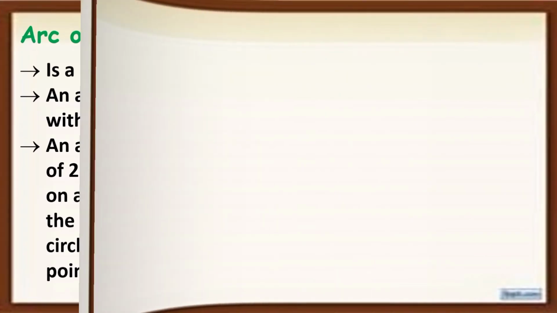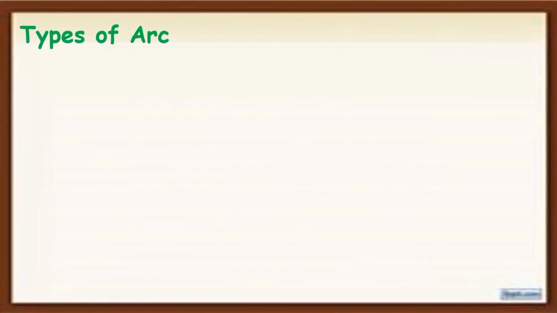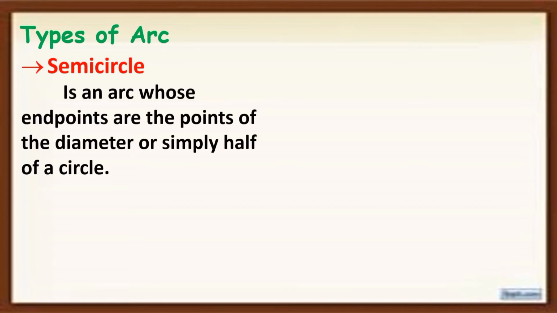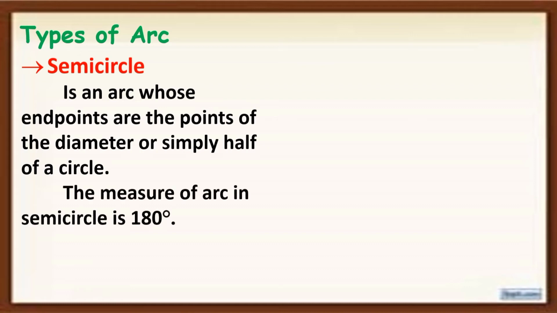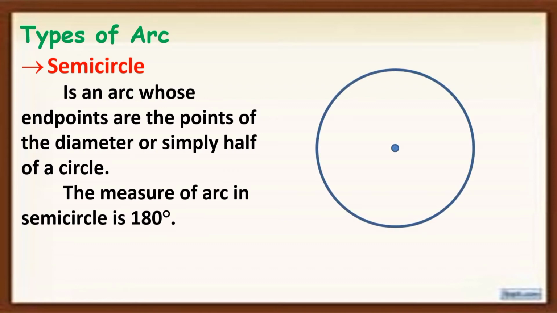Now let us discuss the types of arc. First is the semicircle. It is an arc whose endpoints are the endpoints of the diameter, or simply half of a circle. The measure of an arc in a semicircle is 180 degrees. So let's have this circle, and I'm going to name this circle as circle O.